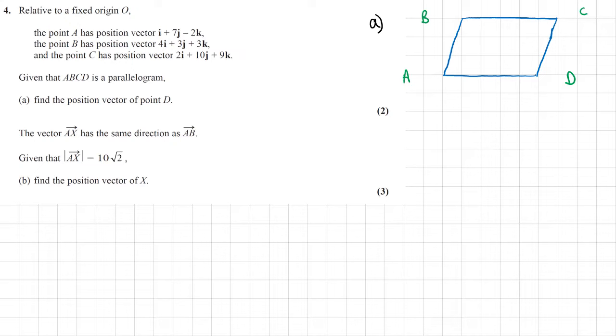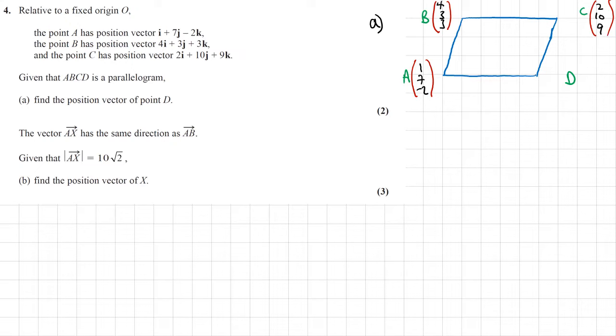And what I'm going to do now is to write down the coordinates of each vertex, but I'm going to write it in column form. I just find that a little bit easier than ijk. So A is 1, 7, minus 2. B is 4, 3, 3. And C is 2, 10, 9. And I need to work out what D is.